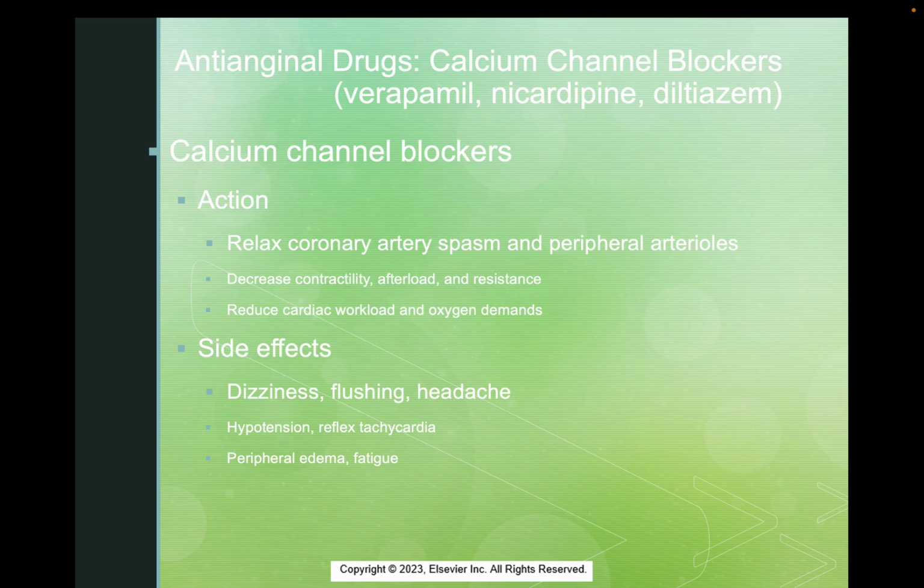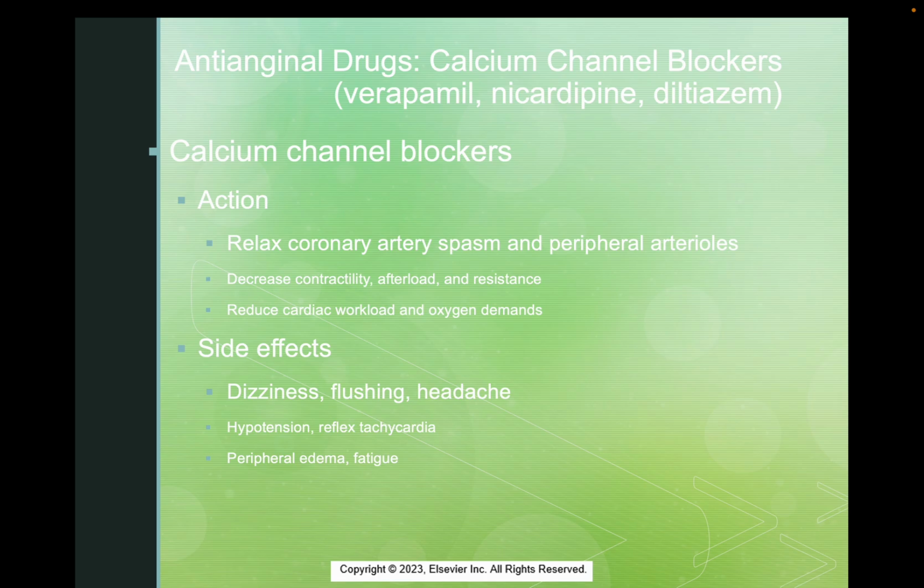So when we watch that video, stimulating that calcium channel is primarily responsible for the inotropic effects in the heart. So if we administer a calcium channel blocker, it is going to have a negative effect on the contractility, or the inotropic part of the heart. So these relax coronary artery spasms and peripheral arterioles, and they decrease contractility, afterload, and resistance. They reduce the cardiac workload and oxygen demand.